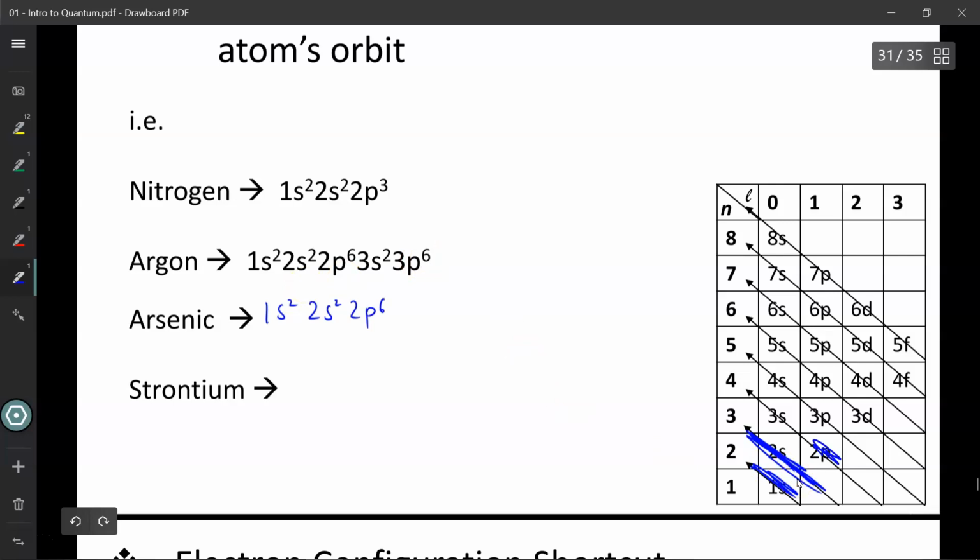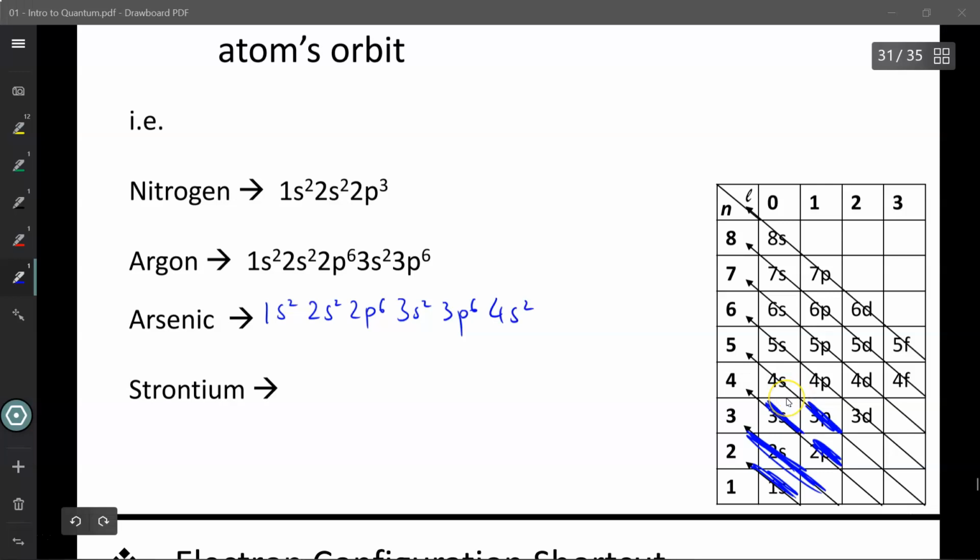After 2p, we can scratch that out. We have a 3s. S orbitals can hold a 2. So then I can scratch that out. That's followed by 3p. Again, 3p6. I can then scratch that out. After 3p is a 4s.